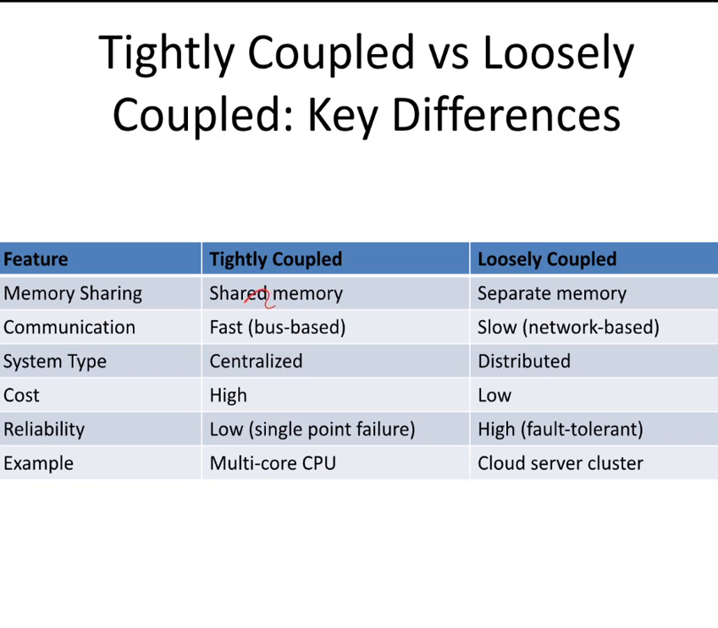Tightly coupled systems use a shared memory, while in a loosely coupled system we have separate memory. Communication in tightly coupled systems is over a bus, so it is fast. In loosely coupled systems, it's network-based, so comparatively it is slow. The system type is centralized in tightly coupled, whereas it is distributed in loosely coupled.